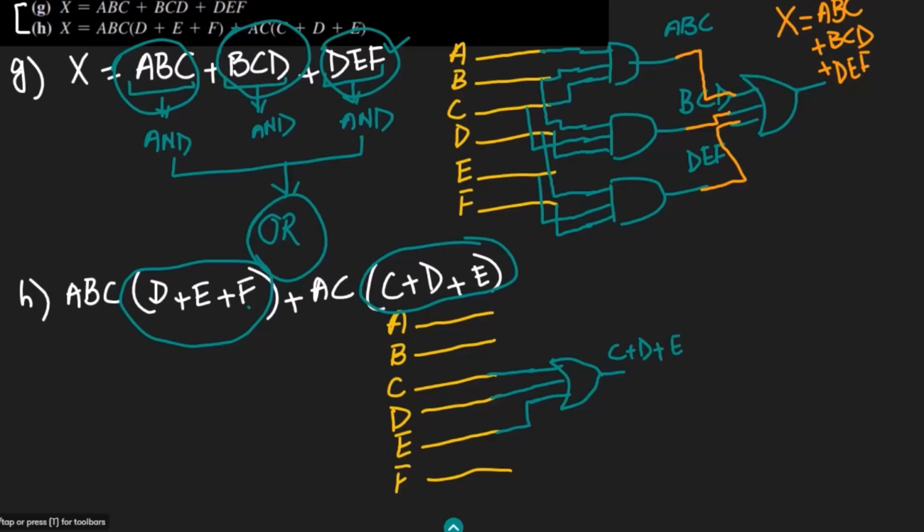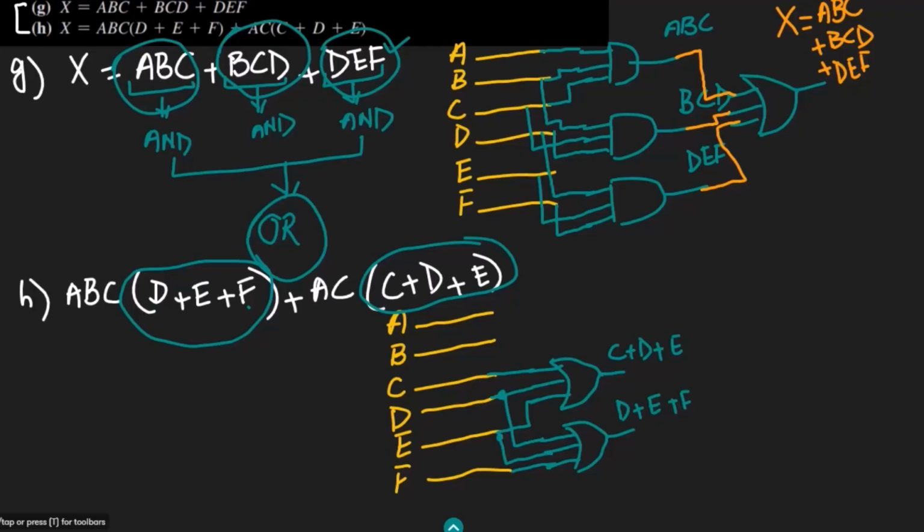Similarly for D, E, F, let me use another OR gate. This is the OR gate, and to it 3 inputs. For D I have this input, for E I will have this, and for F I will have this one. Here I will get D plus E plus F. So these are the 2 inputs.